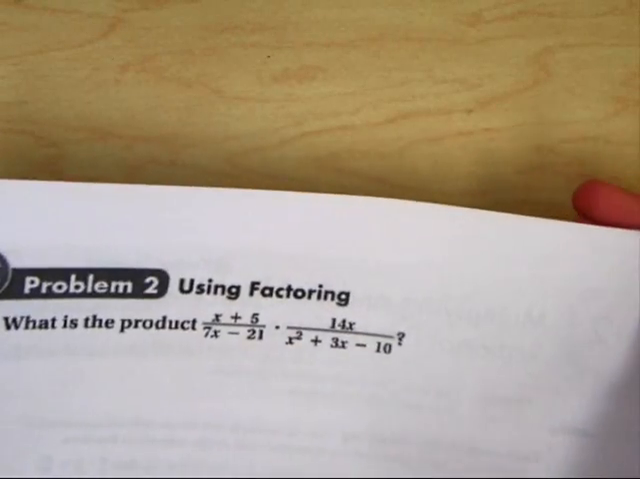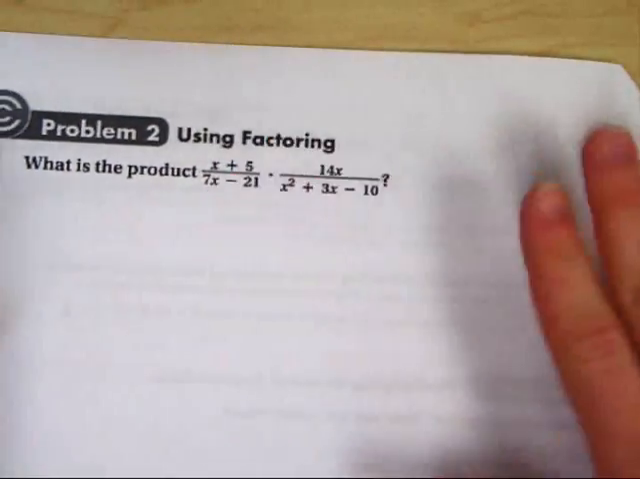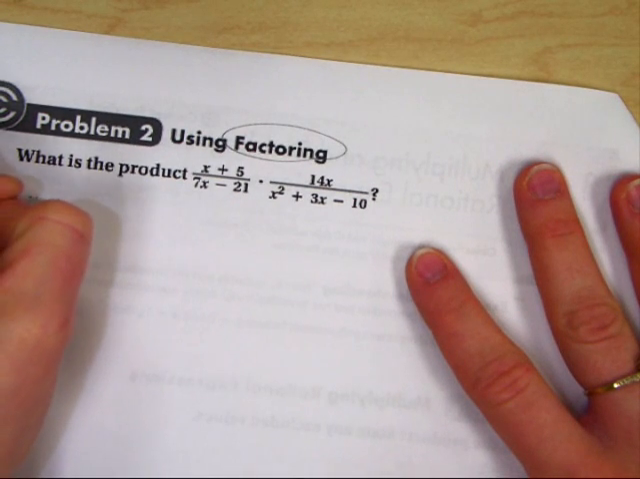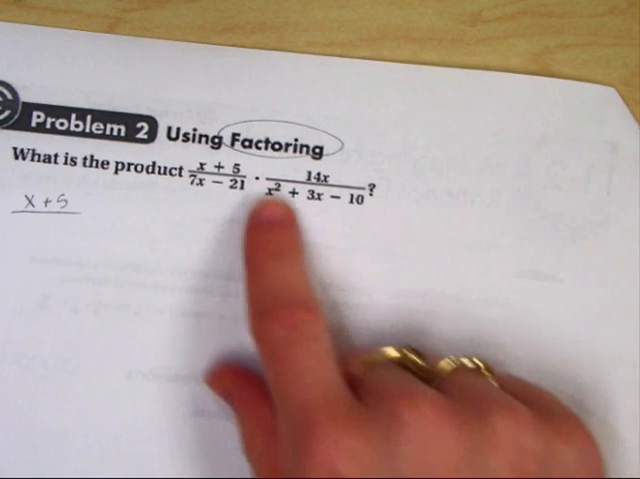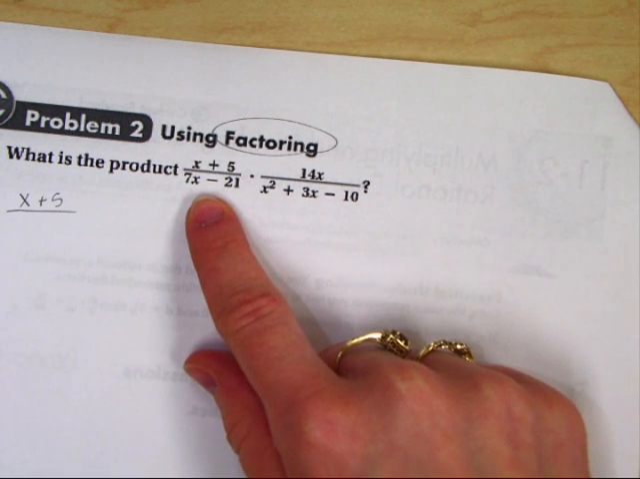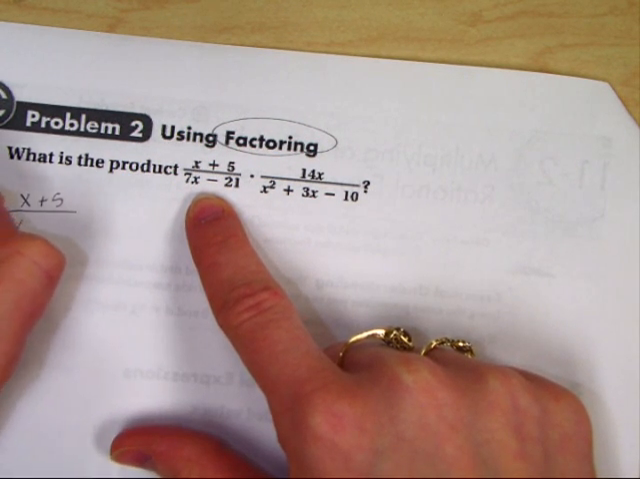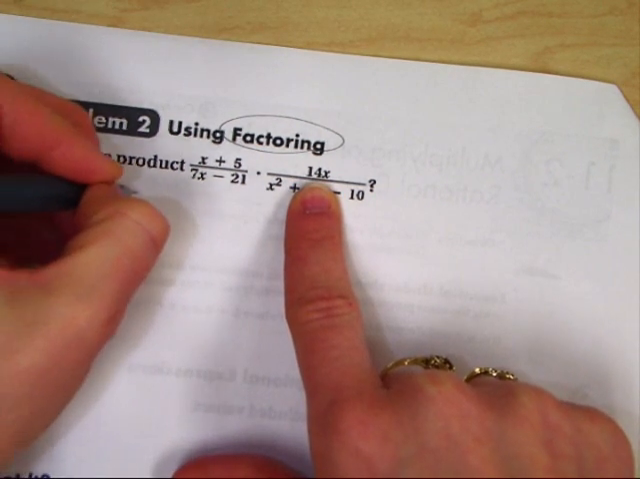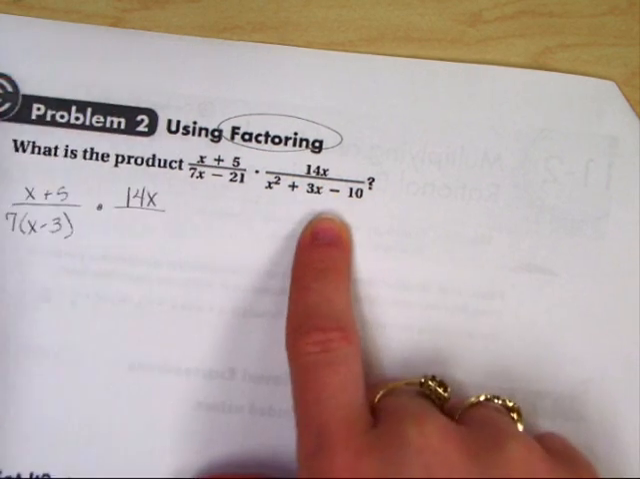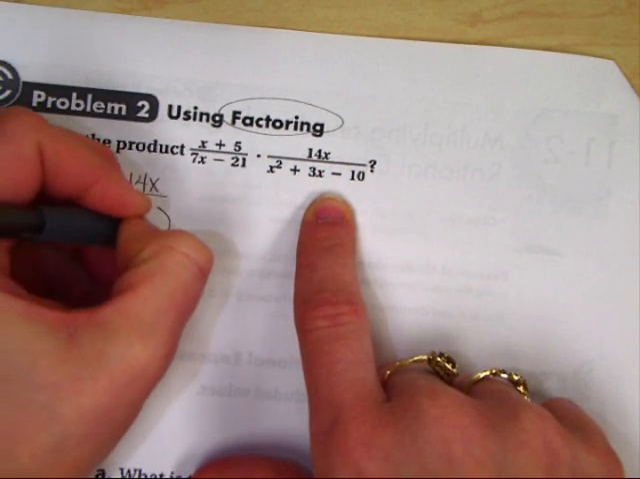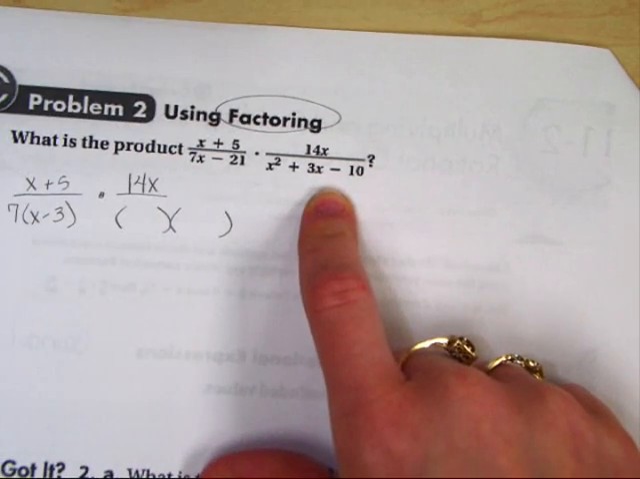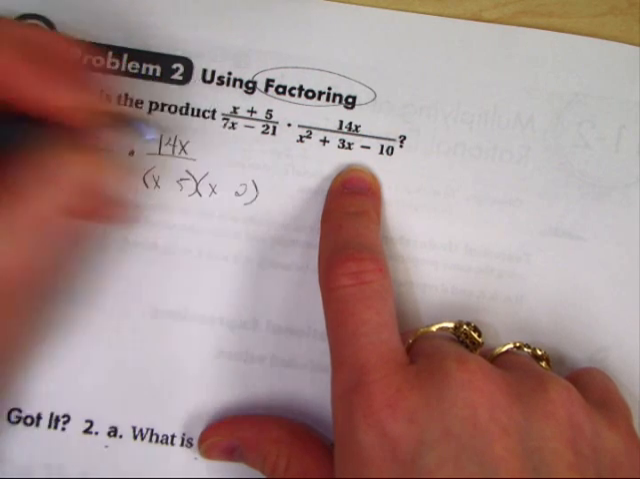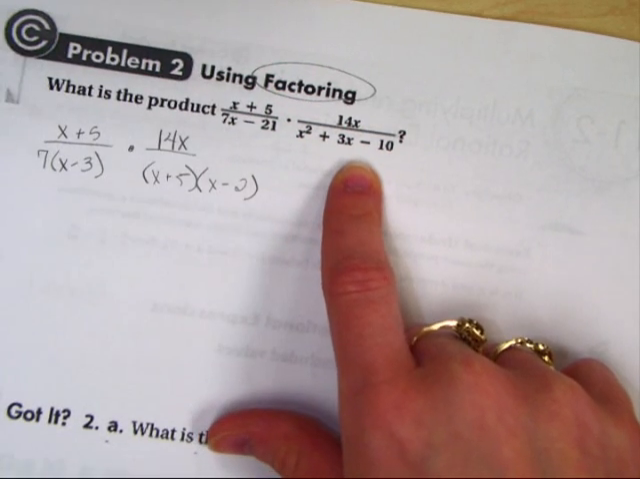Moving on to problem 2. What is the product? Now what we need to do is take a look at the title. You need to factor. The top left stays x plus 5. The bottom left, you should see, you pull out a 7. You get x minus 3. Now up here, 14x remains 14x, and down here, this bottom is a trinomial which factors into two binomials. You got x and x. 10 is made up of 5 and 2, and you need a positive 3, so positive 5, minus 2.